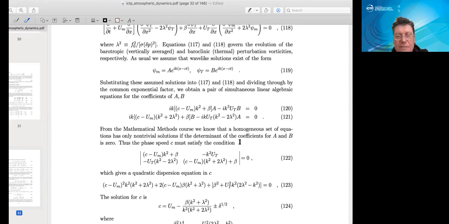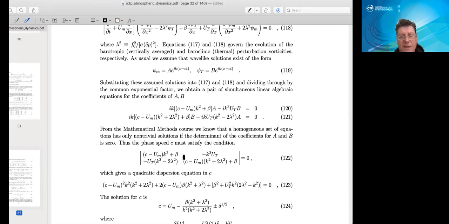Now remember, this can be written as a matrix. This would be the matrix applied to A and B. So it would be this matrix applied to the vector A and B is equal to 0. This can only have non-trivial solutions. So A and B equal 0 are always solutions, which is not what we are looking for. But this can only have non-trivial solutions if the determinant of this matrix is equal to 0.